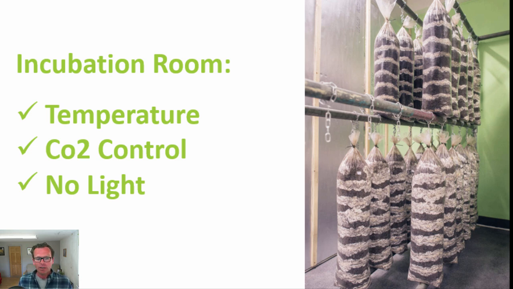In this stage, high CO2 levels are ideal. You don't need to have that, but they are ideal because they'll stop the mushrooms from pinning, which is from growing in the environment where they're not supposed to grow, because they're supposed to be fruited in the fruiting room, of course. Now, these two spaces that I've just covered, so the mixing and inoculation space, as well as the incubation room, are relatively simple to set up.